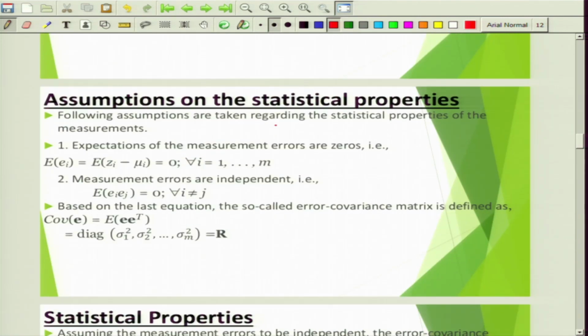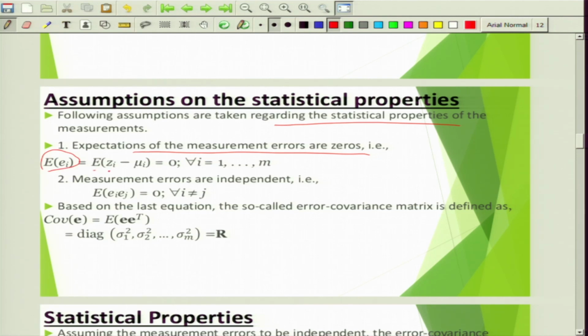The following assumptions are taken regarding the statistical properties of the measurements. The first assumption is that the expectation of the measurement errors is 0. Ultimately, as a true system state estimator, I do not want any error to be present in my estimation, so the measurement value should have 0 error. That means the expectation of error should be minimum or 0, not high.